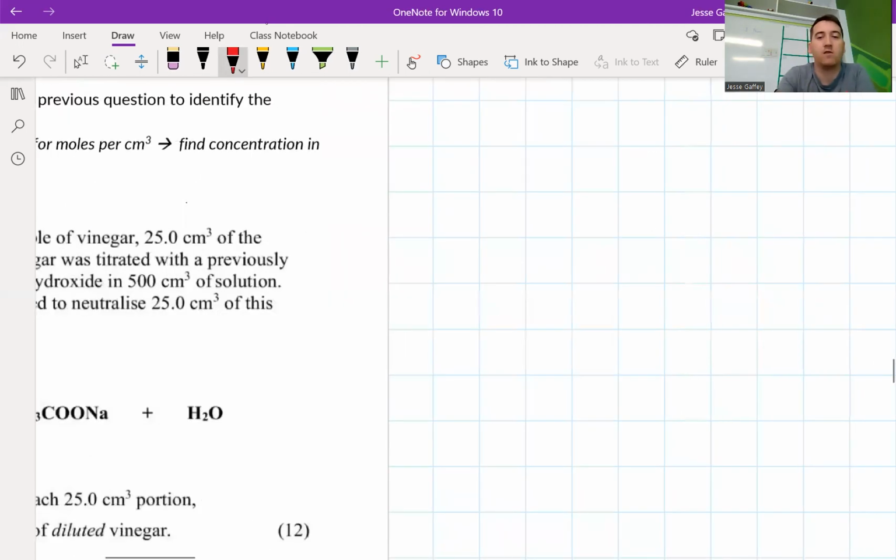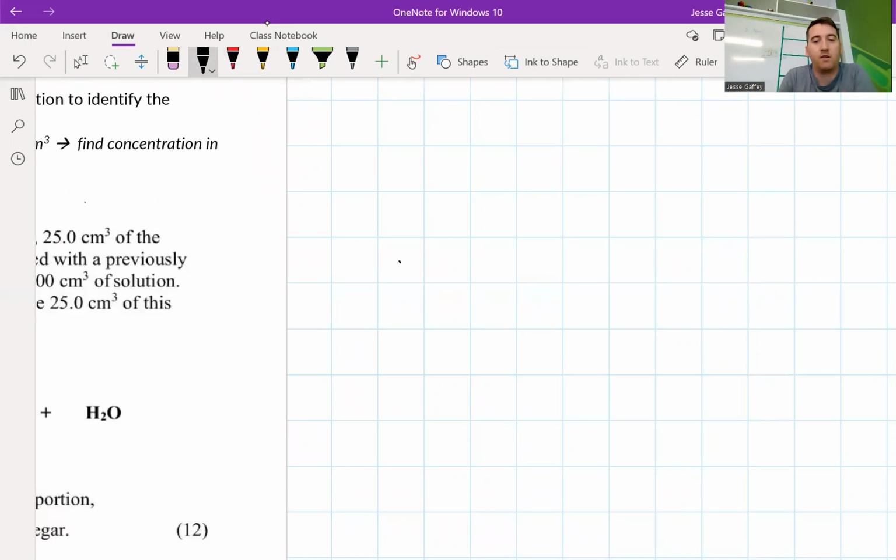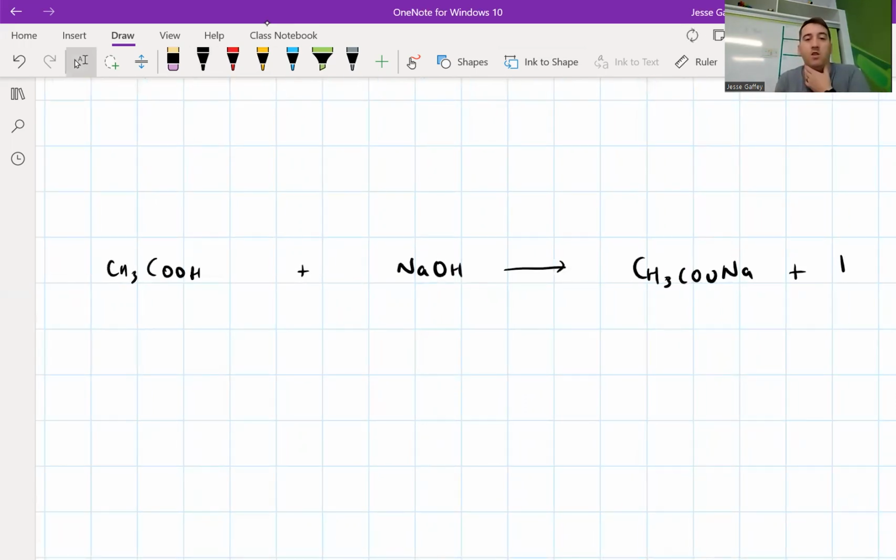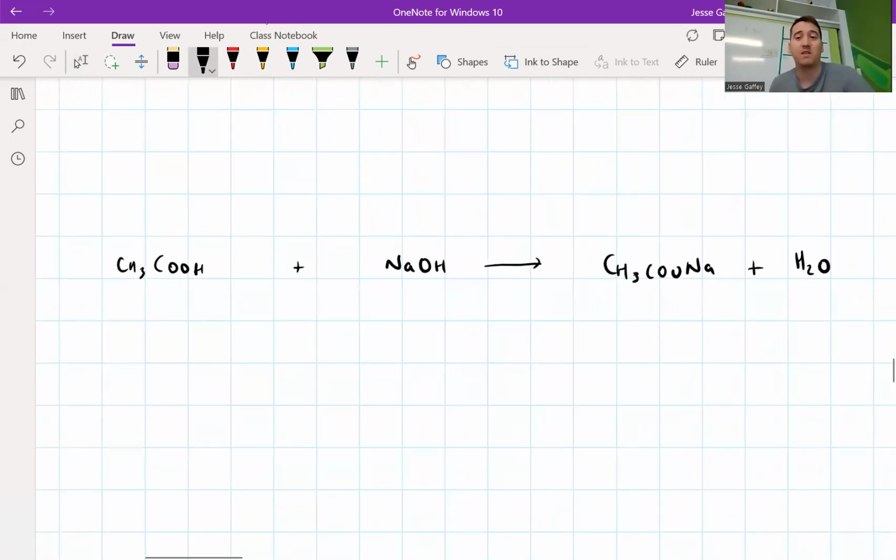Okay, so what you should have done is this: CH3COOH plus NaOH react to give CH3COONa plus H2O. But the next thing I always ask my students to do is, well, this is an acid-base titration. So let's write down above them which one's the acid, which one's the base. Do that now. Okay, what you should have said is that this one is the acid, and this one here is the base.